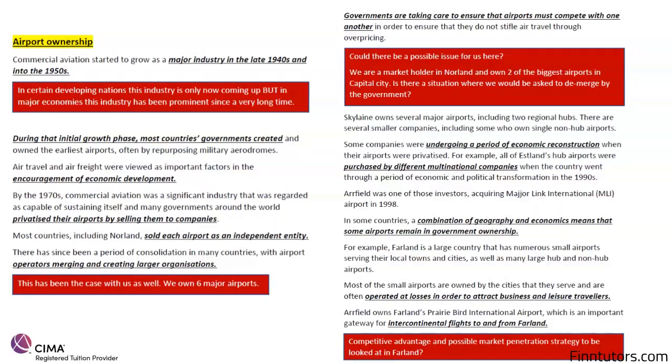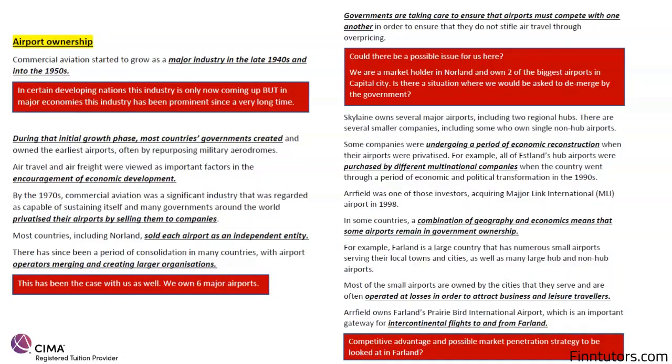In some countries, a combination of geography and economics means that some airports remain in government ownership. So there are some countries which are small and still governments or counties will own that particular airport. So if I'm looking at a small local town airport, it will mainly be managed by the county, or the government of that particular small local town or city.